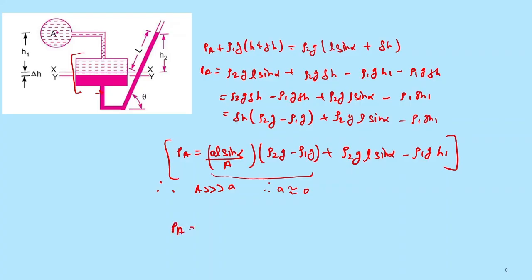So we can also write rho 2 g l sin alpha minus rho 1 g h. So you can use both, this one and also this one. Suppose the value is not given or you are not able to find this small a, then you can use this formula.